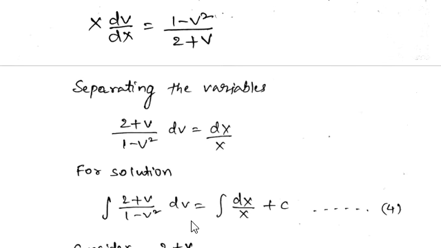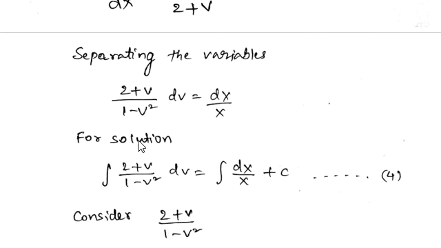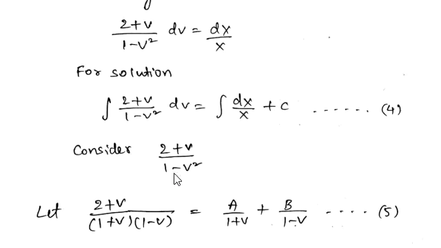Just integrating and adding the arbitrary constant to the right side, let us take this as equation number 4. And here just consider this term, (2 plus V) by (1 minus V square), and we can write this as (2 plus V) by (1 plus V) into (1 minus V). Why? Because we know it is in the form of a square minus b square. We can write it as (a plus b) into (a minus b), and we take this as (2 plus V) by (1 plus V) into (1 minus V) is equal to A by (1 plus V) plus B by (1 minus V), by using the concept of partial fractions, writing like this.